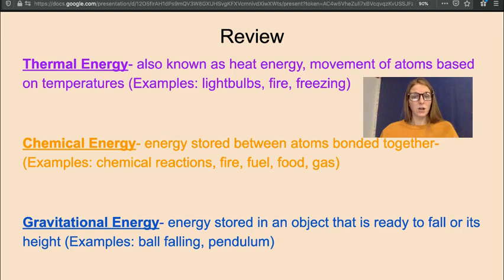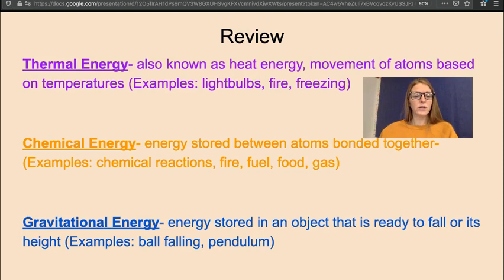Fuel or gas, like in a car, is chemical energy. And then the food that we eat, anything that you eat or drink is going to be broken down in your body, and it's going to give you the energy that you need to basically just go through your day.